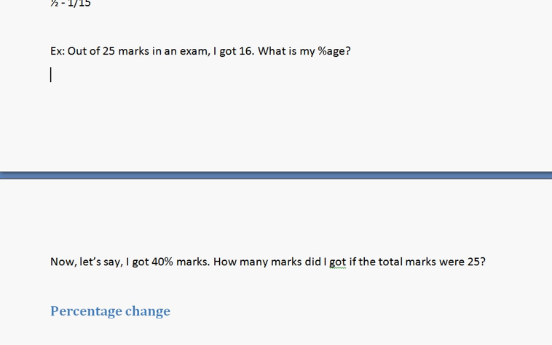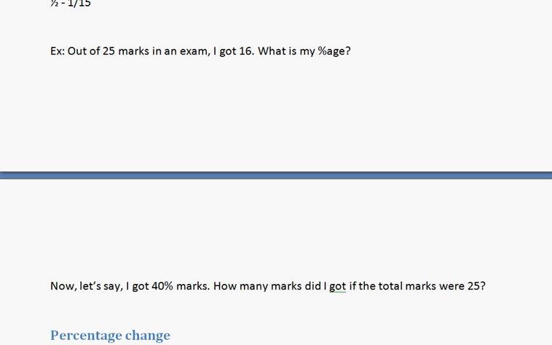Now let's go to a few questions and see what it means. Out of 25 marks I got 16 marks, right? What is my percentage? So in fraction, I got 16 out of 25, right? Out of 25 parts I was able to achieve 16. So my fraction is 16 by 25 and I have to convert it into percentage. So it becomes what? 64%. Very simple. That's how we do it.